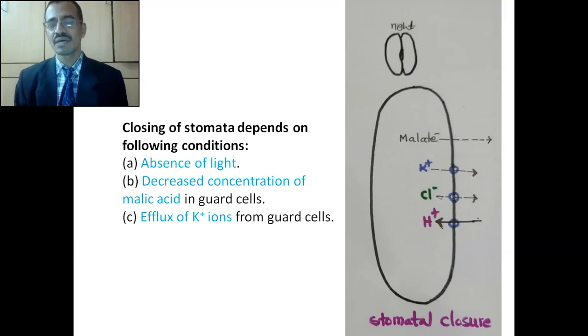So we can observe a larger amount of carbonic acid and also hydrogen ions, which leads to the lowering of the pH, and finally it leads to the closure of the stomata. So this is the mechanism of the stomatal closure during the night time.